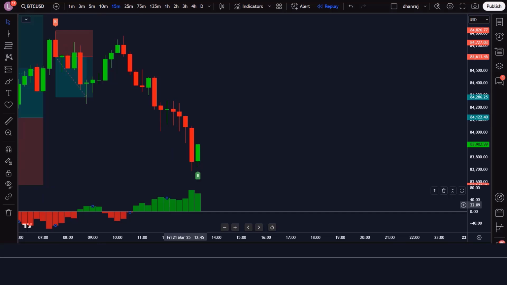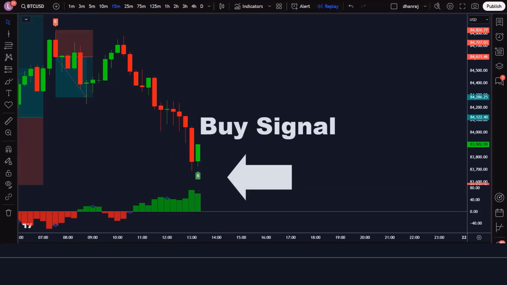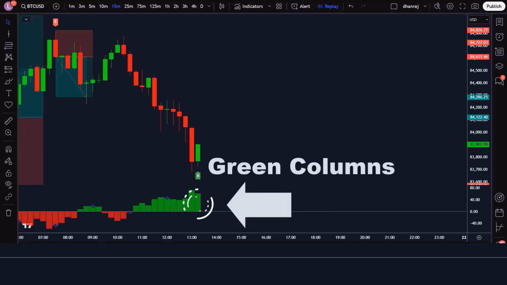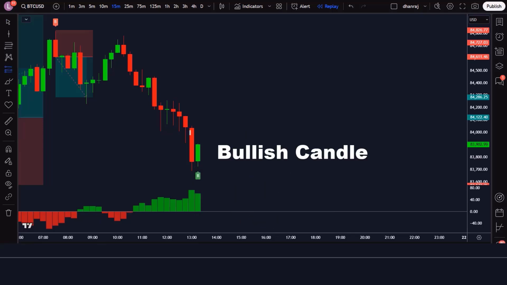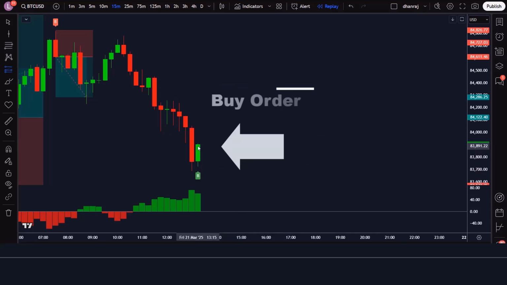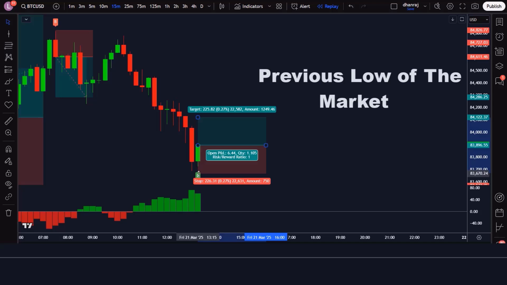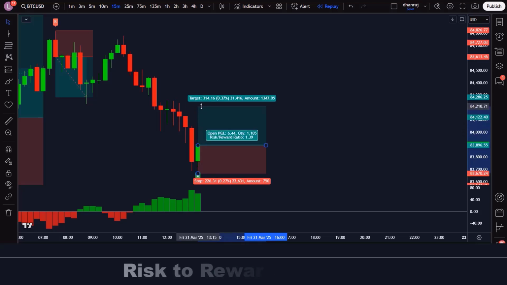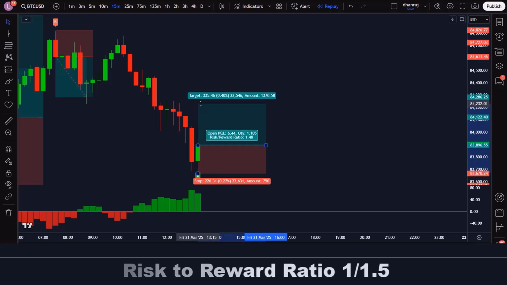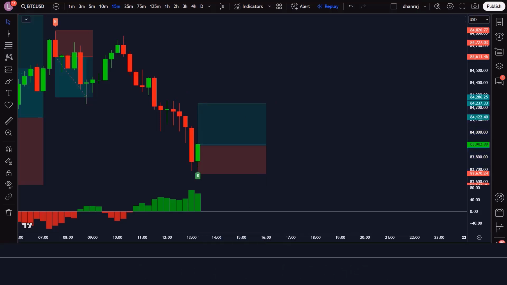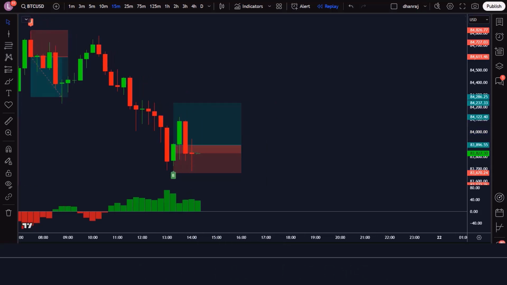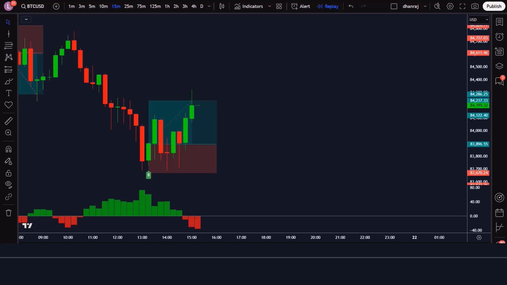We have got the signal. Here the Bollinger Bands Deviation indicator gives us a buy signal. Here the Absolute Price Oscillator green comes. Here the market has made a bullish candle to give confirmation. So all our conditions are being fulfilled, so we are placing an order to buy. Our stop loss is to be placed at the previous low of the market. And the risk to reward ratio will be 1:1.5. Let's see what happens to our trade. We have won this trade.